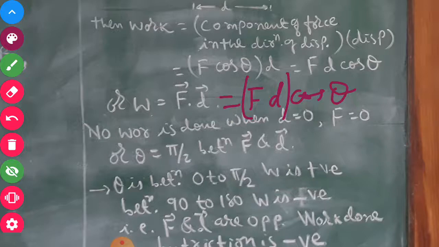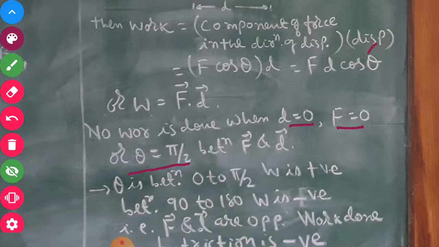Okay. Now when can we say that there is no work done? When the displacement is 0, then no work is done. When no force is applied, then no work is done. Okay. When the angle between force and displacement is 90 degrees, try to understand, cos 90 is 0, so the work done is 0. So whenever the angle between force and displacement is 90 degrees, that is pi by 2, then work is not done.